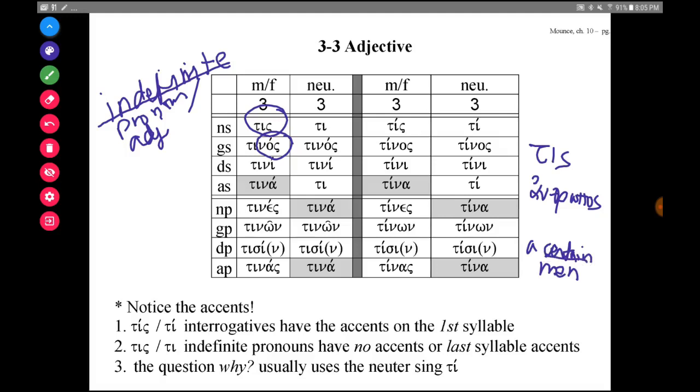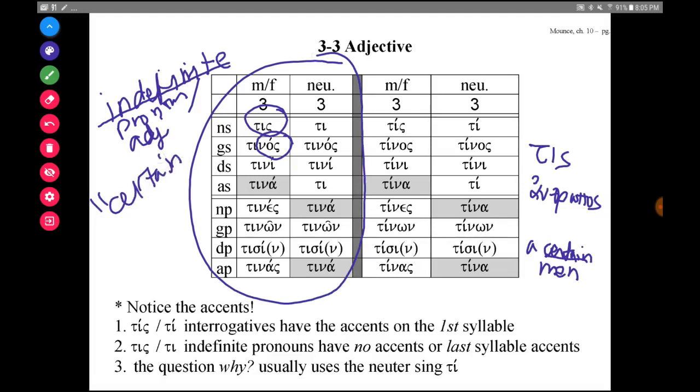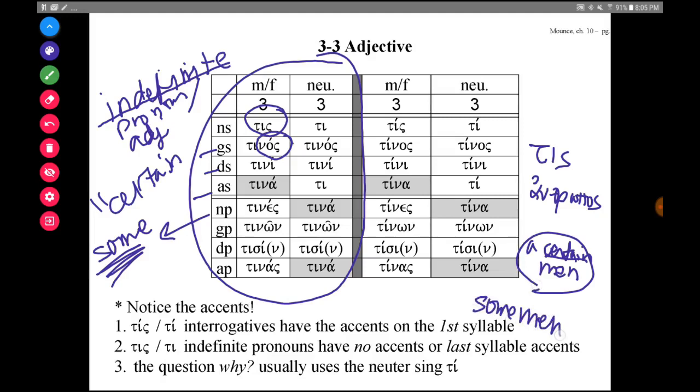So this column would be translated as certain. So if it's nominative, it's certain. If it's genitive, of a certain. Dative, to a certain. Accusative, direct object, certain. And so forth with the plural forms. Sometimes in the plural, rather than saying certain, we use the word some, because that's the indefinite adjective that we use when we describe plural forms. So it could be a certain man singular or some men plural.